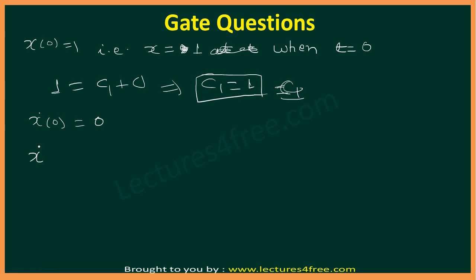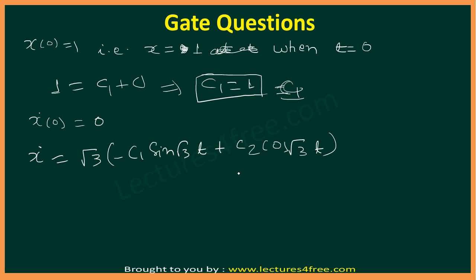Then if you differentiate that equation, you will get x dot equal to root 3 common, and c1 cos root 3t. The differentiation of cos is minus sine, so minus c1 sine root 3t plus, then the sine term is there, so the differentiation of sine is cos, so you will get c2 cos root 3t. So you got x dot equal to this.